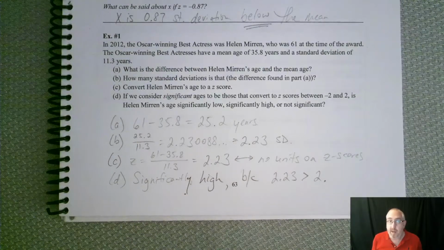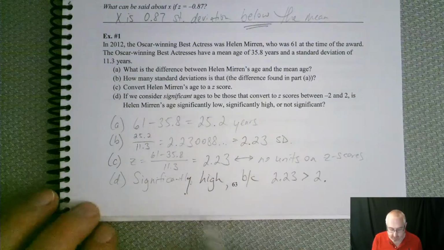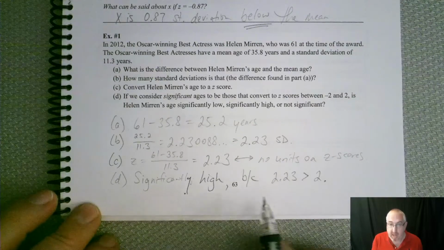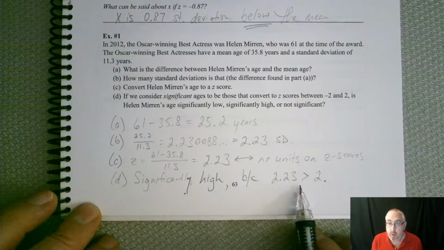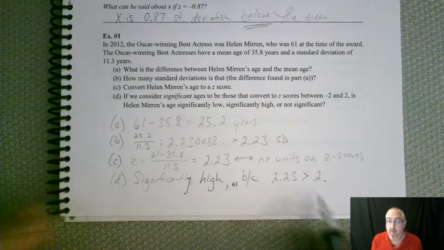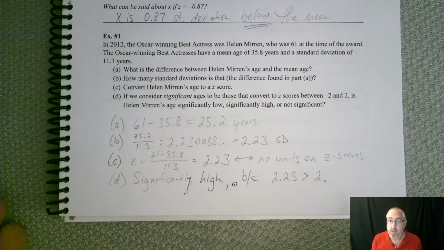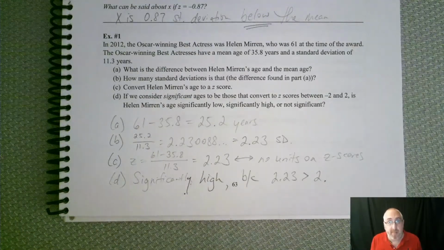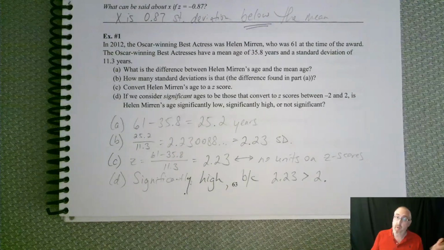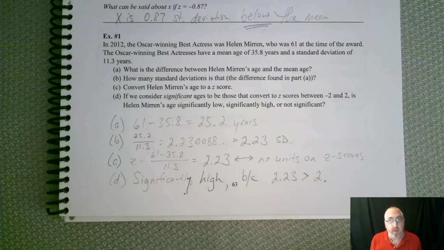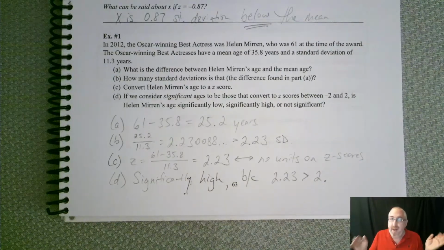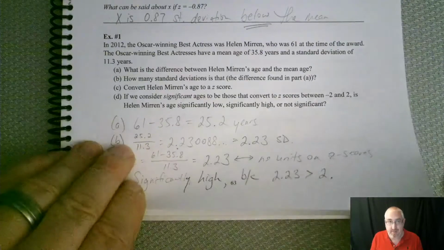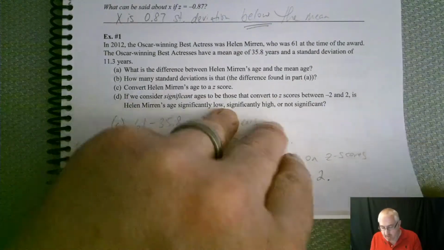So we can say it in a quick explanation. It is significantly high, and it's because 2.23 is greater than our maximum value. As soon as you're greater than that maximum value, you're in the significantly higher range. If you're lower than the lowest, if it was below -2, then it would be significantly low. And anything in between has to be not significant. We can see this on the next page.